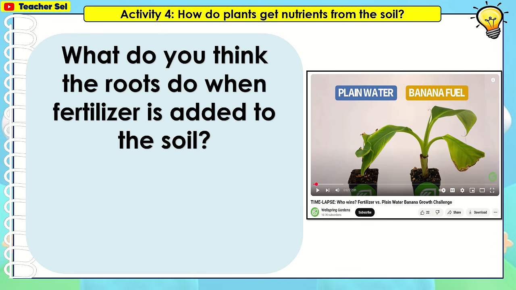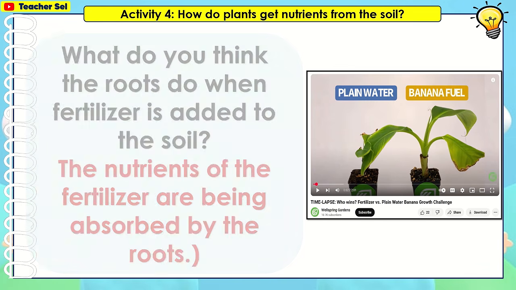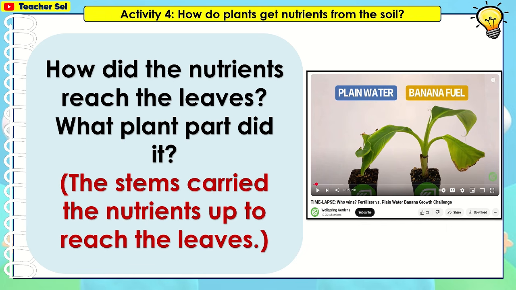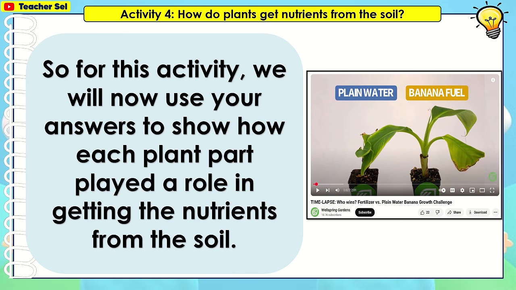What do you think the roots do when fertilizer is added to the soil? The nutrients of the fertilizer are being absorbed by the roots. How did the nutrients reach the leaves? What plant part did it? The stems carried the nutrients up to reach the leaves. So for this activity, we will now use your answers to show how each plant part played a role in getting the nutrients from the soil.